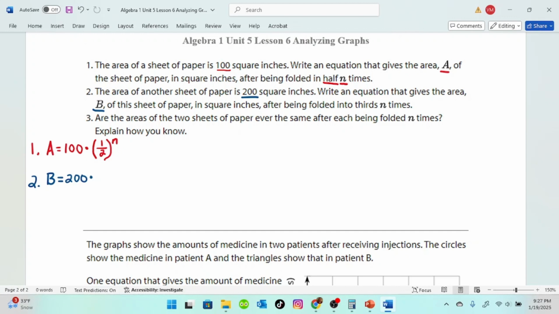Now we need to know what the growth factor is. In number 2, the paper is being folded into thirds, which means after each fold, there is 1/3 of the area remaining. So we're going to multiply by 1/3. And the last thing we need is the exponent, and they tell us right here we're going to use n as the exponent.